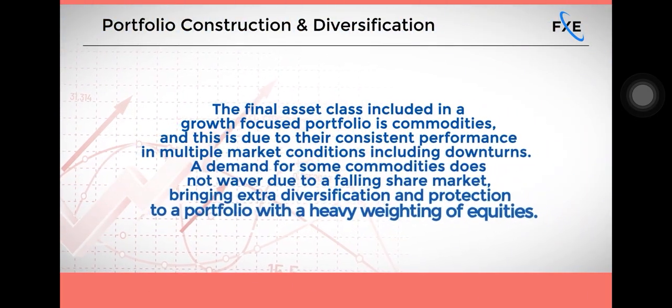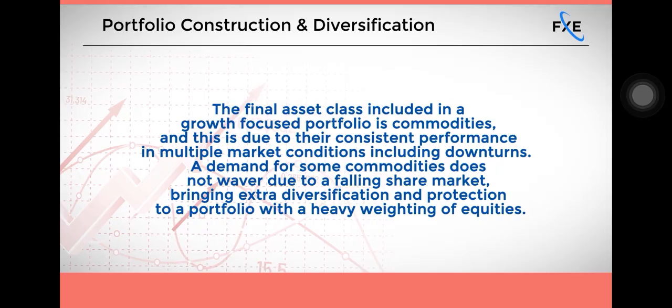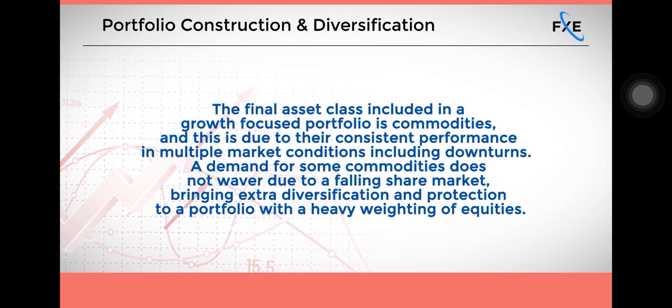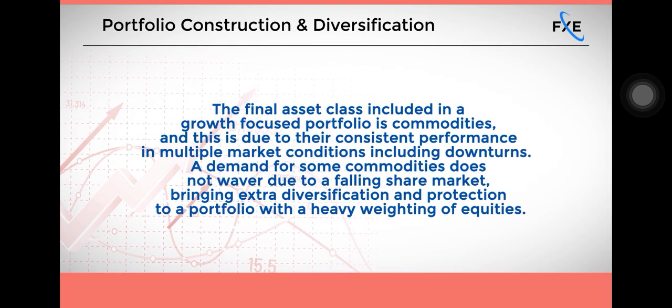The final asset class included in the growth-focused portfolio is commodities, and this is due to their consistent performance in multiple market conditions, including downturns. The demand for some commodities does not waver due to a falling share market, bringing extra diversification and protection to a portfolio with a heavy weighting of equities.